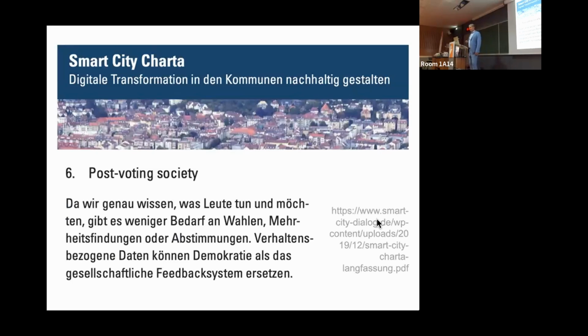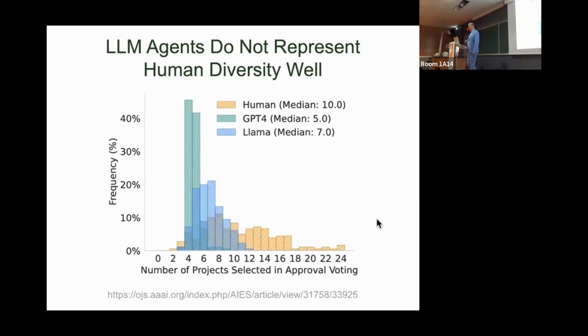Okay, the issue is those LLM agents do not represent human diversity well. They go for the mainstream, and they don't do what people and societies do.